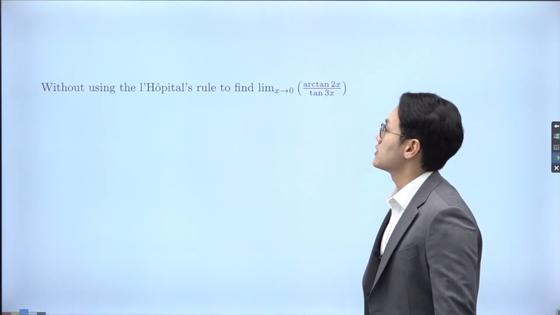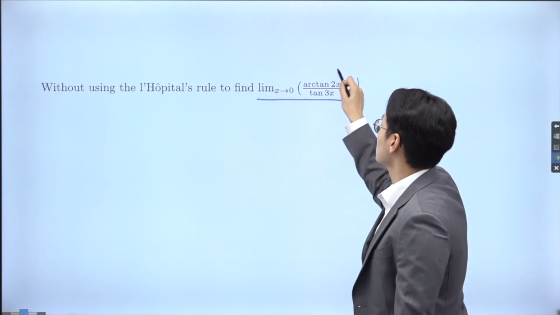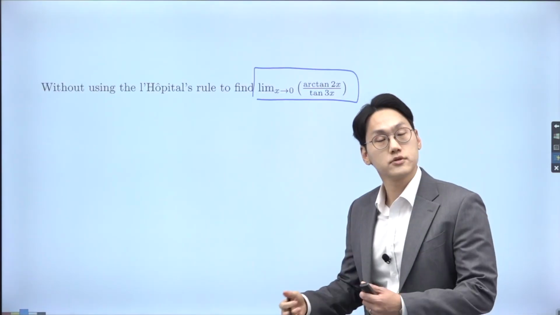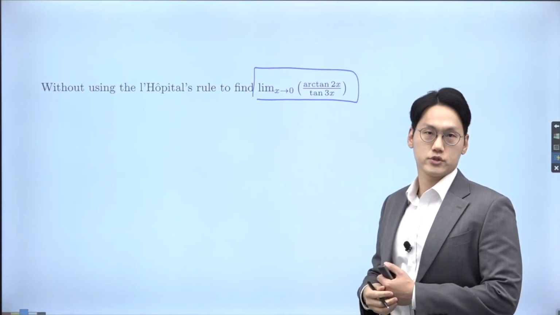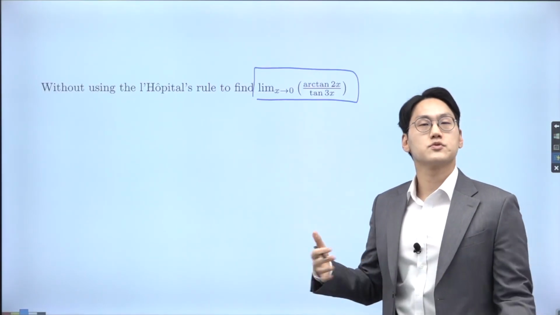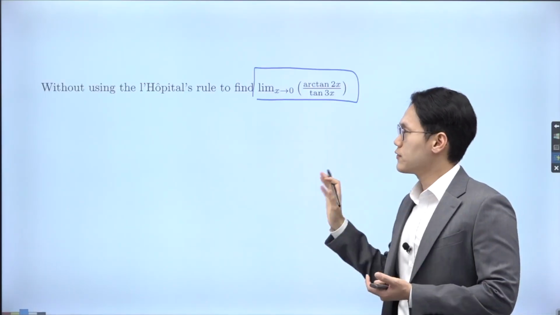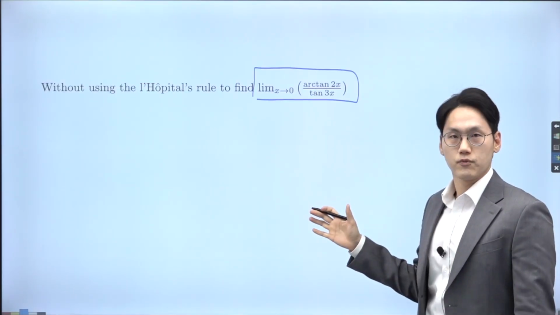In the next problem, it says, without using L'Hopital, let's try to find the limit of arctangent 2x over tangent 3x. This was an exam question in a recent year, but they did ask you to use L'Hopital. But I just want to show you it becomes really convenient if you know the fundamental limit of trigonometry, and hence you use it right here.